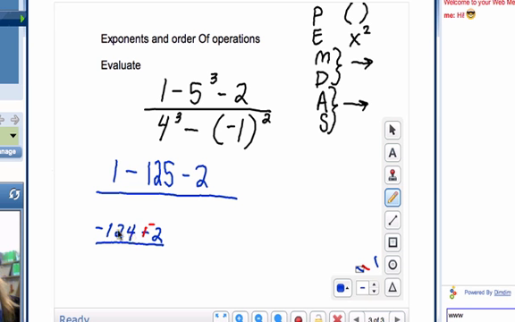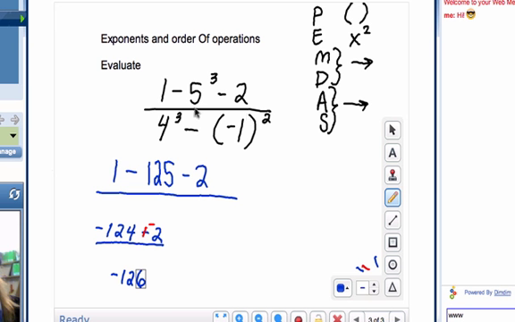So right here I can simplify this. A negative 124 plus a negative 2 is the same thing as a negative 126. Okay, so now let's simplify the denominator.